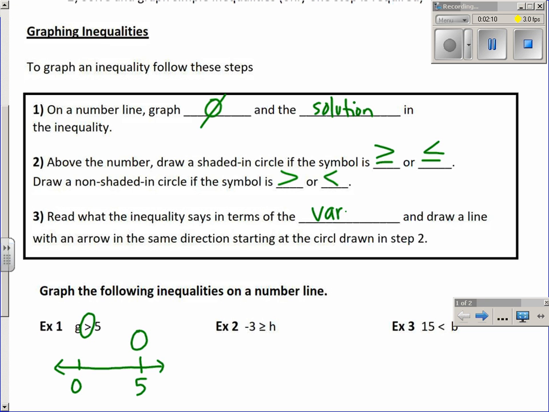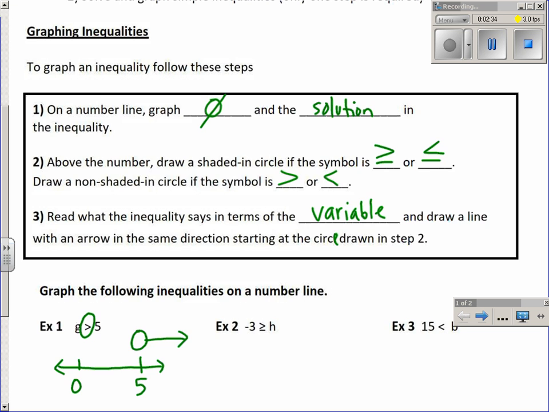And then we have to look, step 3, and read what the inequality says in terms of the variable, and then draw a line with an arrow in the same direction, starting at the circle drawn in step 2. So we drew the empty circle above the 5, and we're told that g is greater than 5. So we're going to draw an arrow going to the right, showing that all possible solutions are greater than 5.